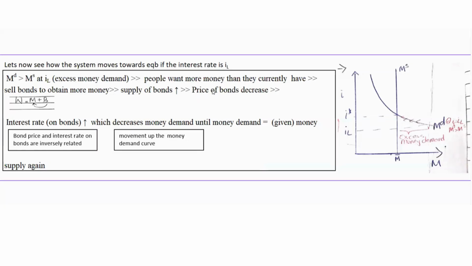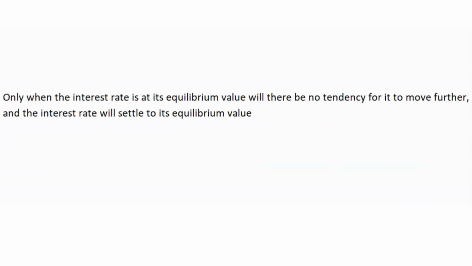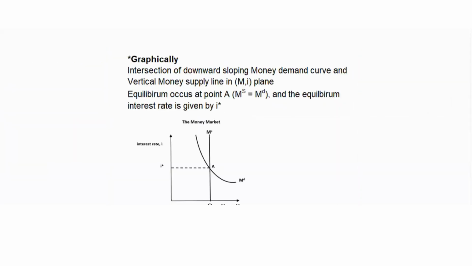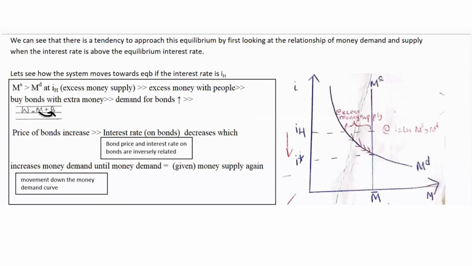As the price of bonds and interest rates are inversely related, as the price of bonds decreases, the interest rate on bonds increases. And because money demand and interest rates are inversely related, money demand will decrease until it is equal to the given money supply M bar again. This is represented by a movement up the money demand curve. Only when the interest rate is at its equilibrium value will there be no tendency for it to move further, and the interest rate will settle at the equilibrium value I star. So in this way, we've shown that there is a tendency to approach this equilibrium.